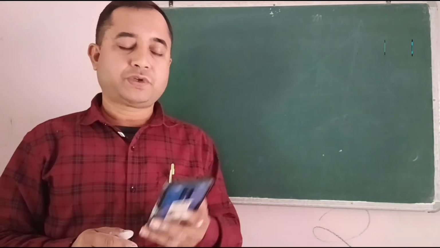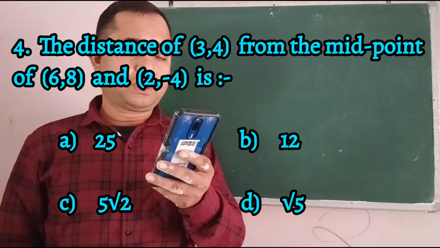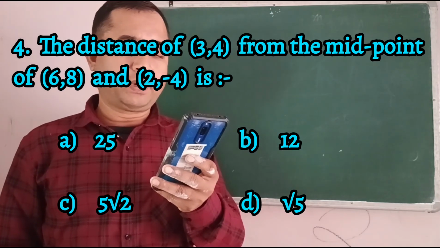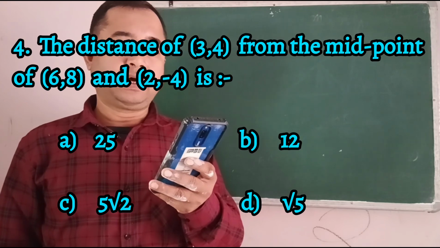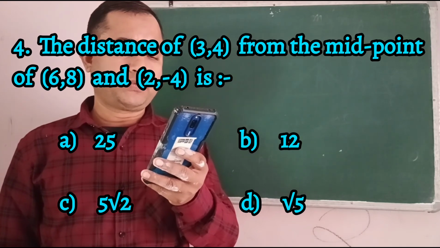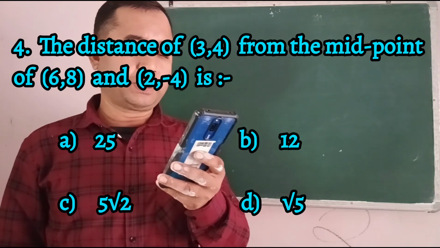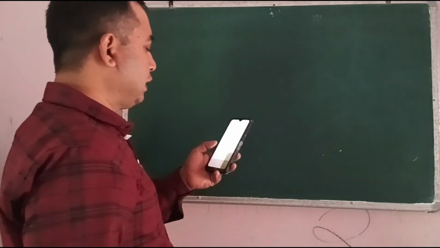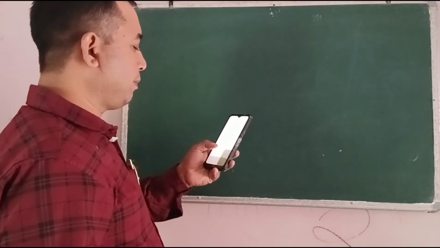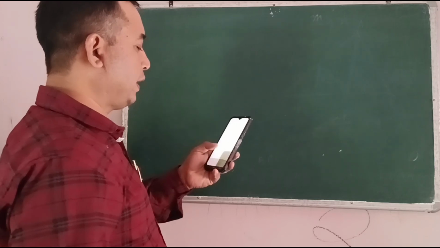Okay. Let us come to question number 4. The distance of (3, 4) from the midpoint of (6, 8) and (2, -4) is: option A 25, option B 12, option C 5 root 2, and option D root 5. What do we have to find out from this question? The distance of (3, 4) from the midpoint of (6, 8) and (2, -4).